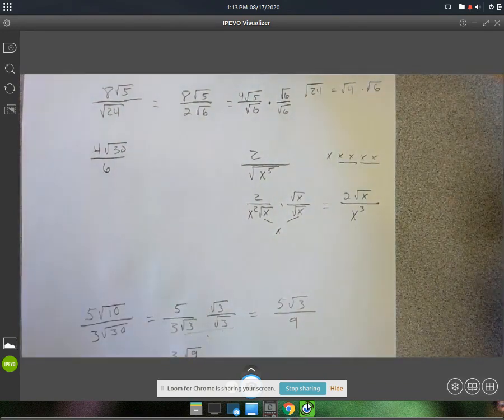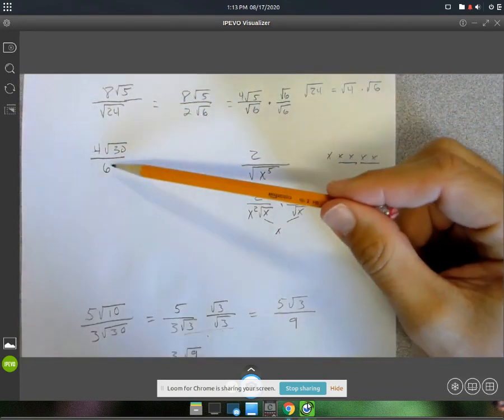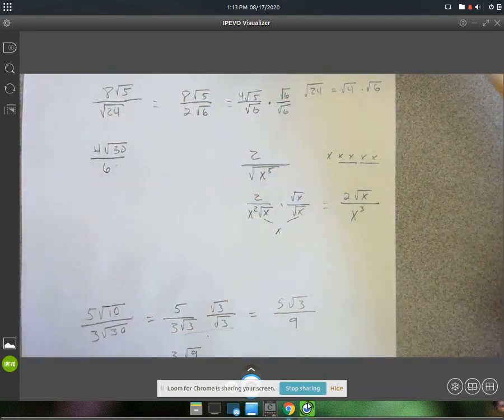All right, so the goal here is always to somehow eliminate the square root in the denominator. And in all of our answers, we're trying to get no irrational number left over in the denominator.